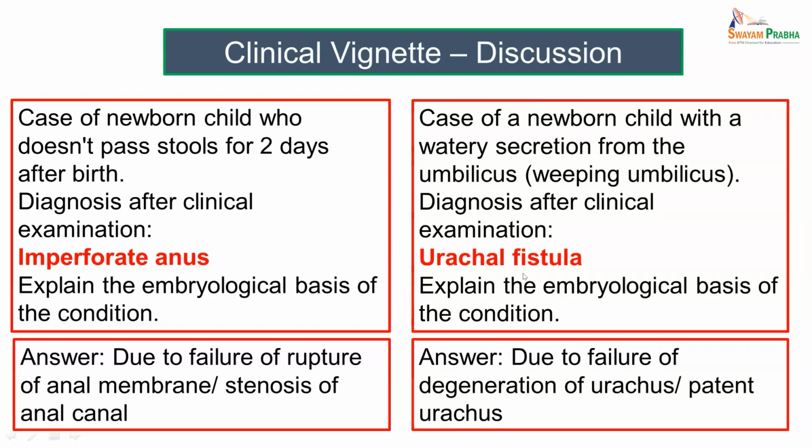Urachal fistula occurs due to the failure of degeneration of urachus or the presence of a patent urachus. Normally, the urachus degenerates to form the median umbilical ligament. The proximal part is absorbed to form the apex of urinary bladder. If the distal part of urachus is not degenerated, it remains patent, causing urachal fistula.